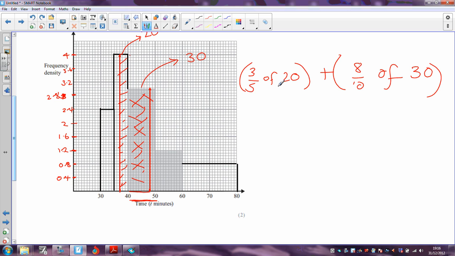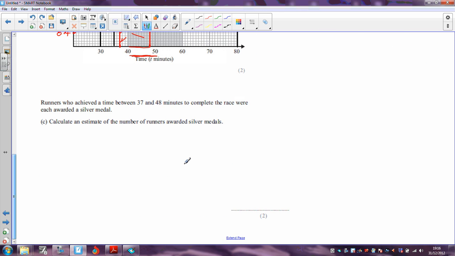Now, if we work out 3/5 of 20, well, 1/5 of 20 is 4, 3 fours are 12, and to work out 8/10 of 30, well, 1/10 of 30 is 3, 8 threes are 24. So the area of this part must be 12, the area of this part here must be 24. If we add the two together, we get 36, and that's our best estimate for the number of runners who might be awarded silver medals.